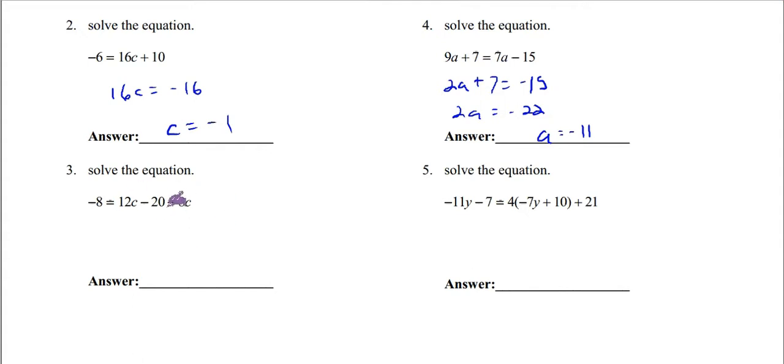Okay, we have two variables on the same side. So what do we do there? Well, they're on the same side together, so let's just sweep them together into a pile and figure out how many there are, right? 12c minus 8c is going to give us 4c minus 20. I'm going to add 20 to both sides, and 4c is going to be equal to positive 12. Divided by 4, and c is 3.